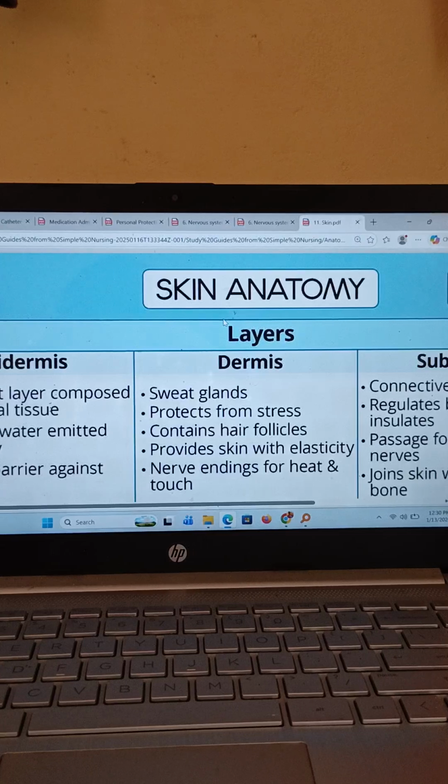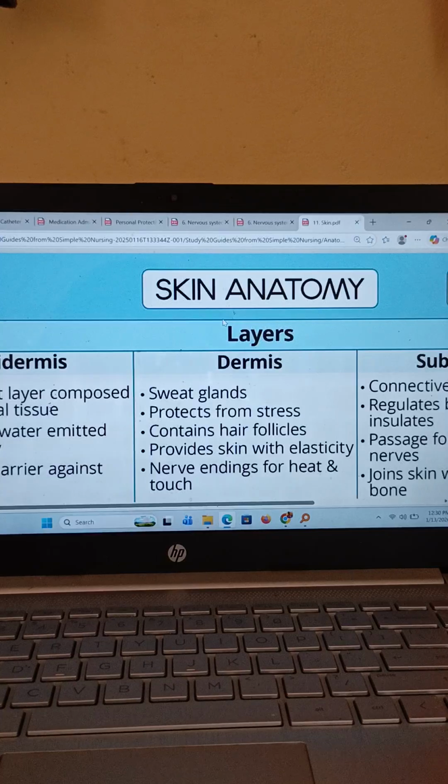Let's look at the skin anatomy. So we're just looking at the layers, then we'll also look at a diagram, and finally we'll look at what are the key functions of the skin. So we just want to make the lecture short and simple for you guys to view.